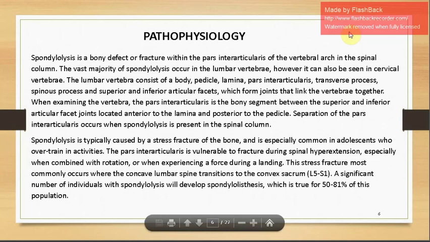So separation of the pars occurs when spondylolysis is present in the spinal column. It is typically caused, as I said, by stress fracture of the bone, and it is common in adolescents who are overtrained in activities, vulnerable to fracture during spinal extension, especially combined with rotation, or when experiencing a force during a landing. The stress fracture most commonly occurs where the concave lumbar spine transitions to the convex sacrum at L5-S1. A significant number of individuals with spondylolysis will develop spondylolisthesis, which is true for 50 to 81% of this population.